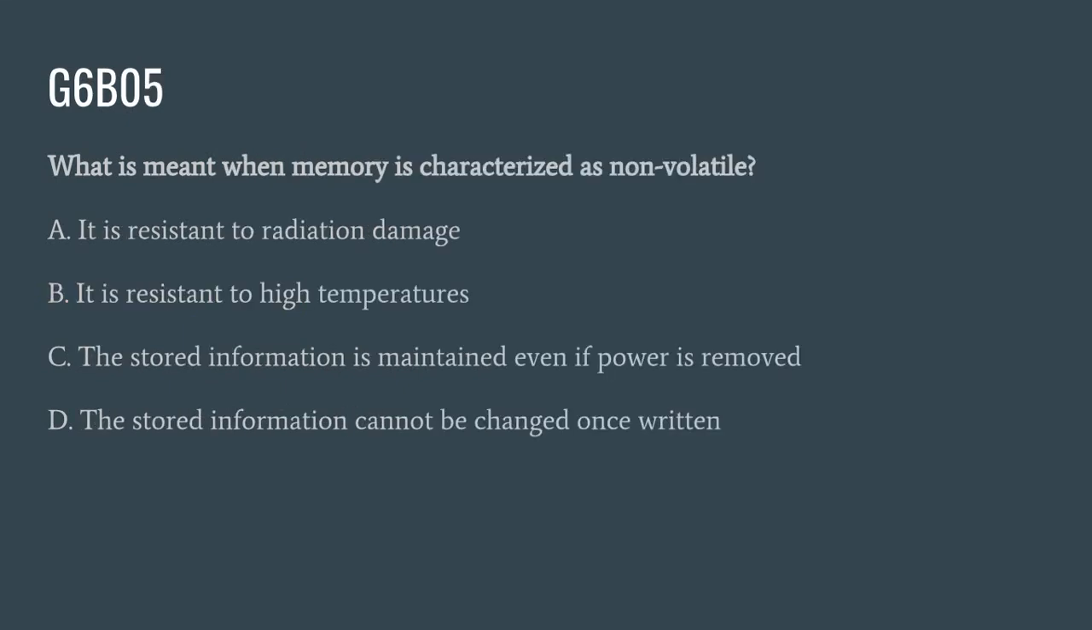Alright, G6B05, what is meant when memory is characterized as non-volatile? A, it is resistant to radiation damage. B, it is resistant to high temperatures. C, the stored information is maintained even if power is removed. D, the stored information cannot be changed once written. Correct answer C, the stored information is maintained even if power is removed.